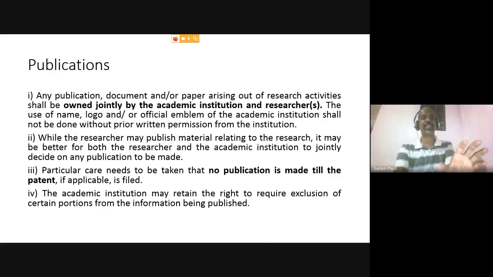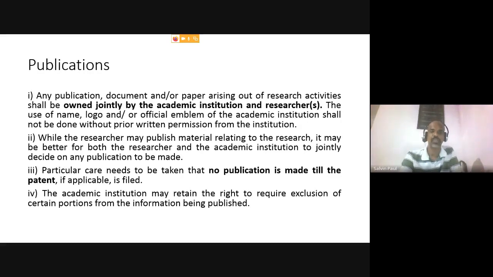Publication is the most important factor, as I told you. Whenever an innovation or invention is going for a patent, if it is already published, you will lack novelty. So be careful. But exhibition of such an innovation or invention is necessary as a prior requisite for patent inventions. And it is always good that the academic institution and researchers have a joint agreement on the modalities of who owns the royalty and who owns the publications, etc. It should be very clear that no publication is made till the patent is applied.